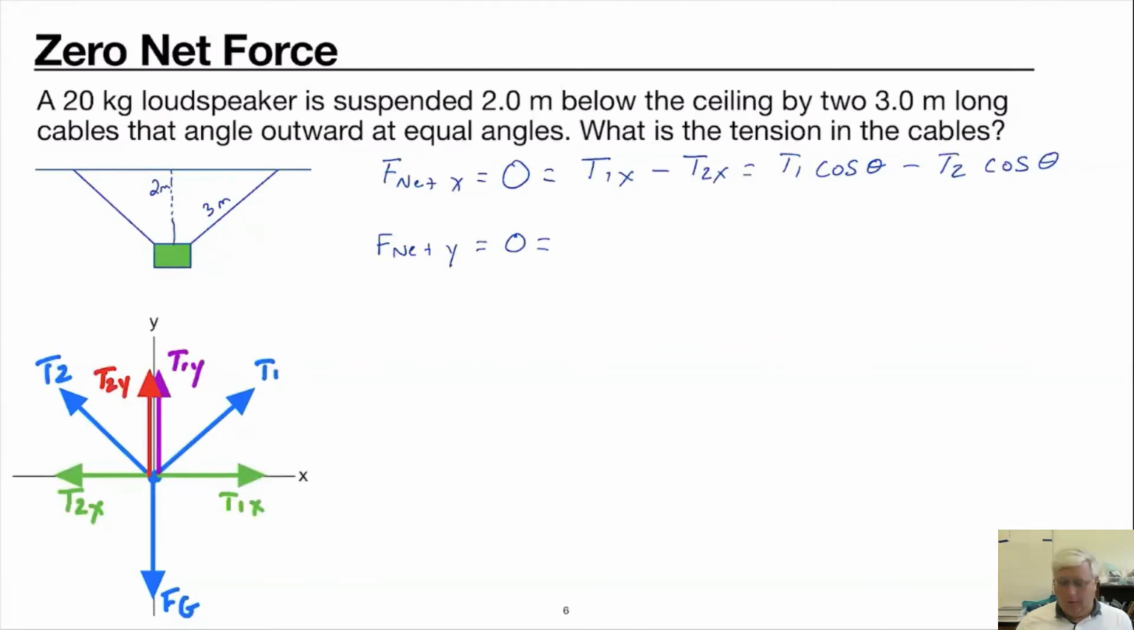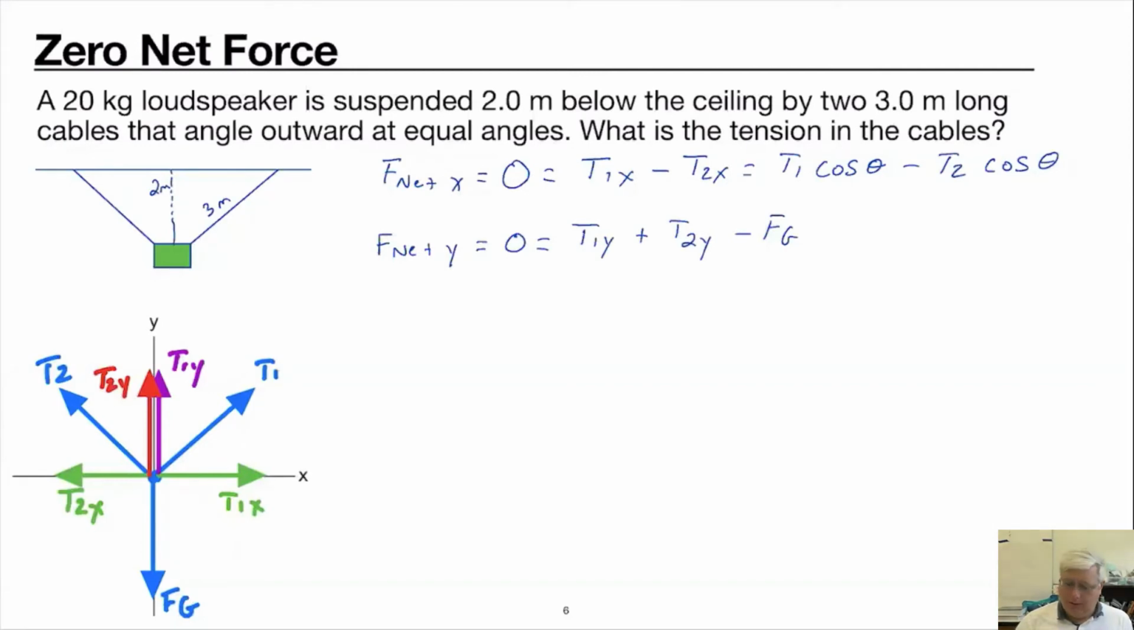All right, well, what do we have? Now we have a few things. We have two components in the positive y axis and one component in the negative. So we can go ahead and say T1y plus T2y minus FG. Okay, that's our total there.